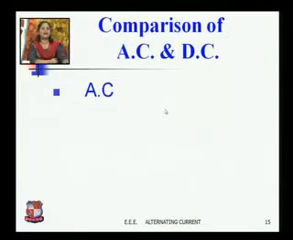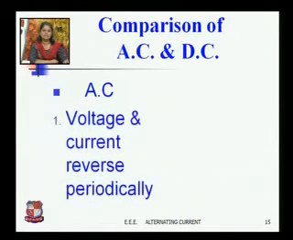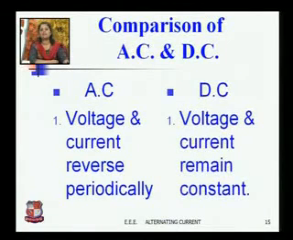Okay, now after discussing the basics of alternating current and direct current, we compare the alternating quantity and the direct quantity. So first of all, AC. AC voltage and current reverse periodically, as we showed in the earlier diagram, that the voltage or current of an alternating quantity changes with respect to time. But when you consider DC, the voltage and current of a DC quantity always remain constant whatever the time.